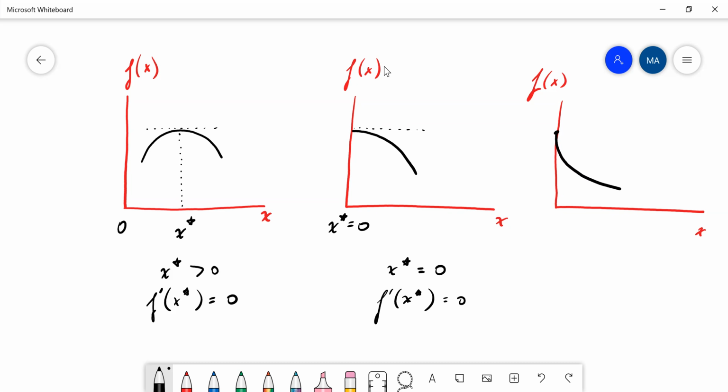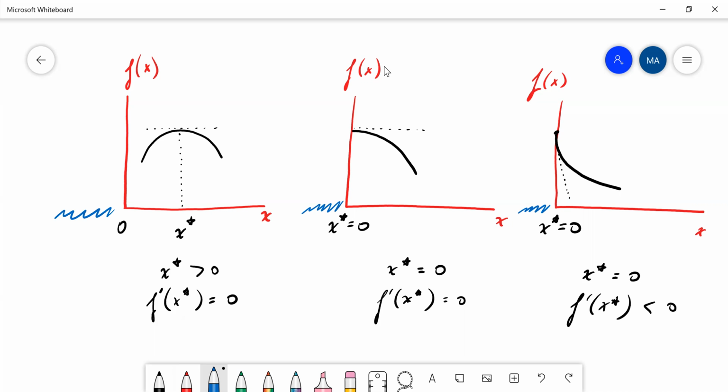Okay? Now once again, x star is at 0, but the derivative is less than 0. Okay? The derivative at that point is less than 0. So our purpose, since we have this non-negativity constraint, since that part is not admissible, right? Our first order condition cannot be just like that. This is not enough.